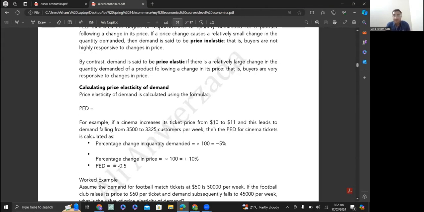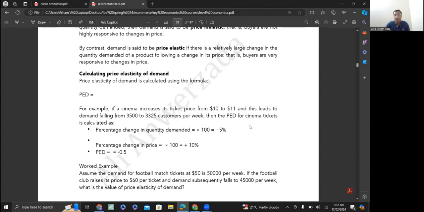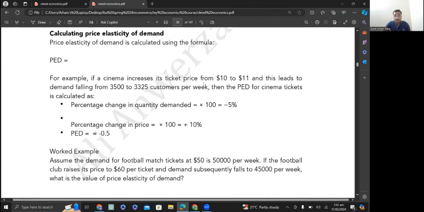Now, how to calculate the PED? The formula for calculating the PED is percentage change in quantity demanded divided by the percentage change in price. Here we can see that for this cinema, the price increased from $10 to $11. So now we can calculate the percentage change in price. That is a 10% increase in the price, which led to demand falling from 3,500 to 3,325. So there is a 5% decrease in the demand for the cinema.